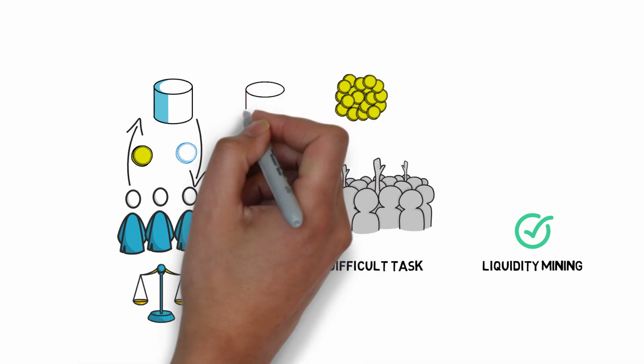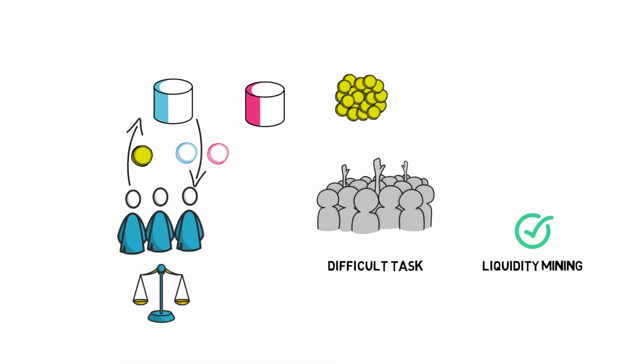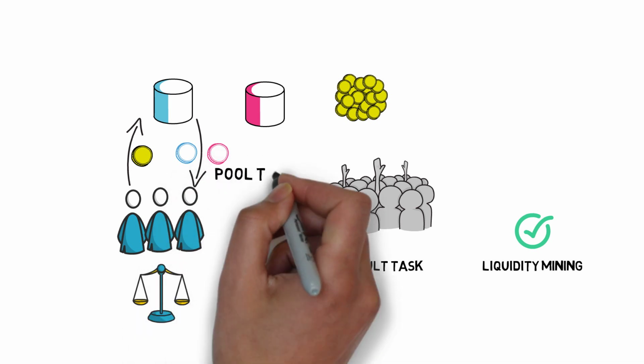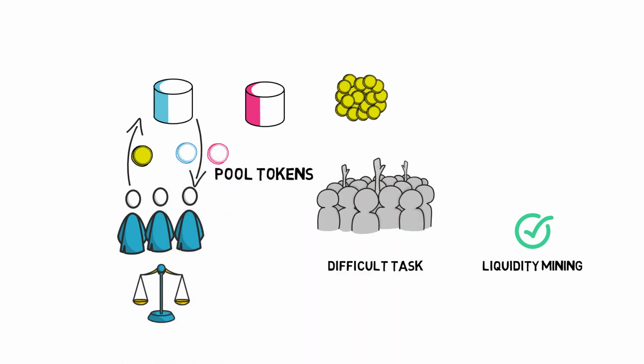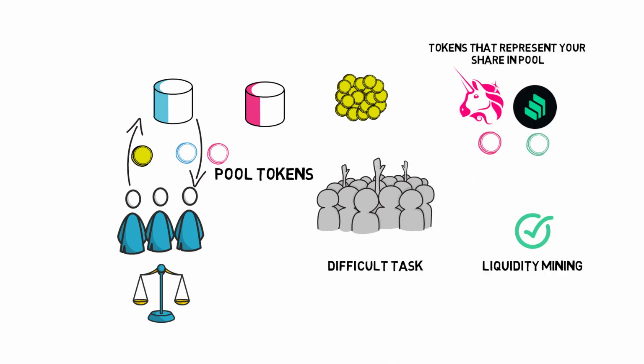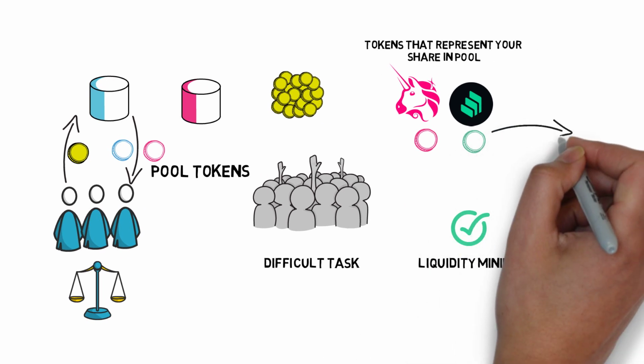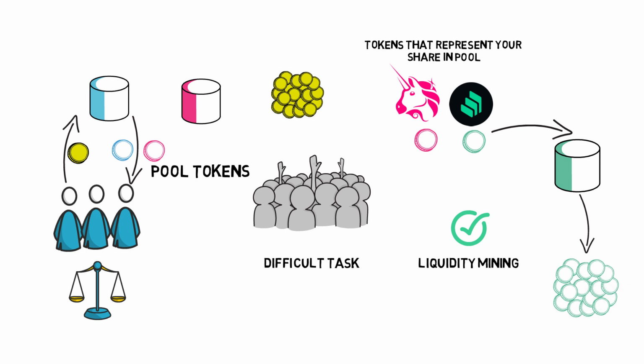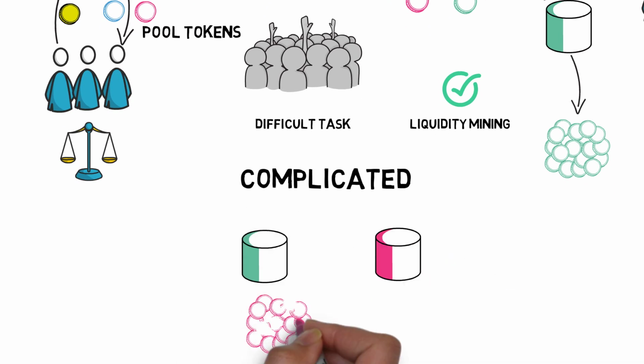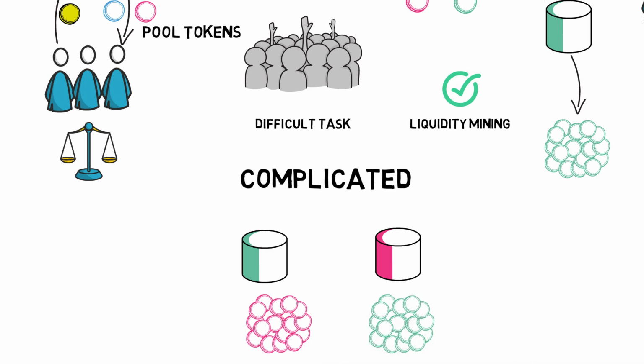Bear in mind, these can even be tokens from other liquidity pools, called pool tokens. For example, if you're providing liquidity to Uniswap or lending funds to Compound, you'll get tokens that represent your share in the pool. You may be able to deposit those tokens into another pool and earn a return. These chains can become quite complicated, as protocols integrate other protocols' pool tokens into their products, and so on.